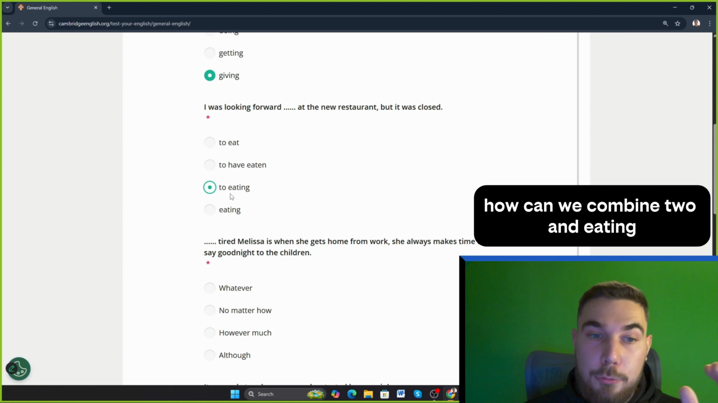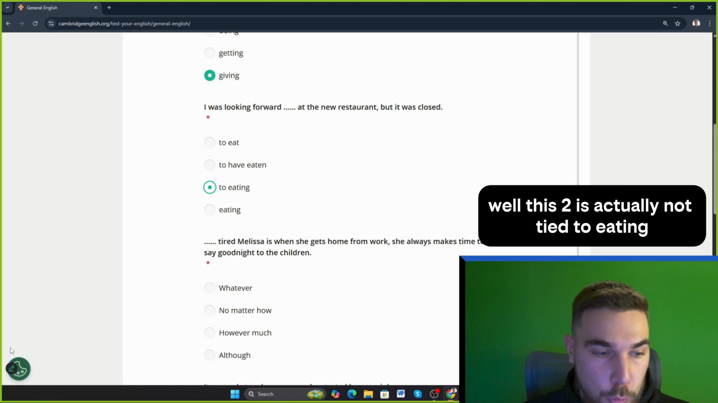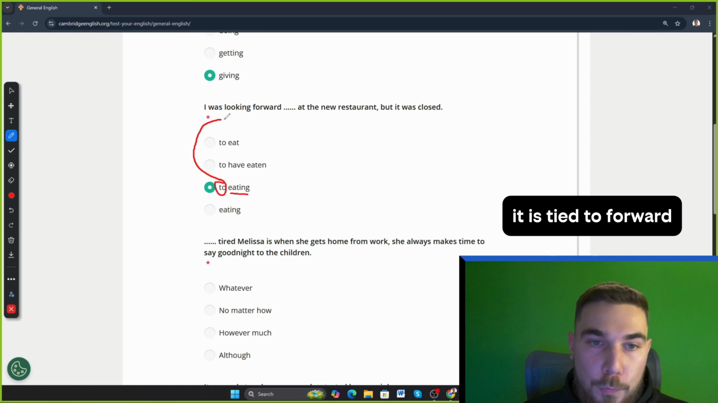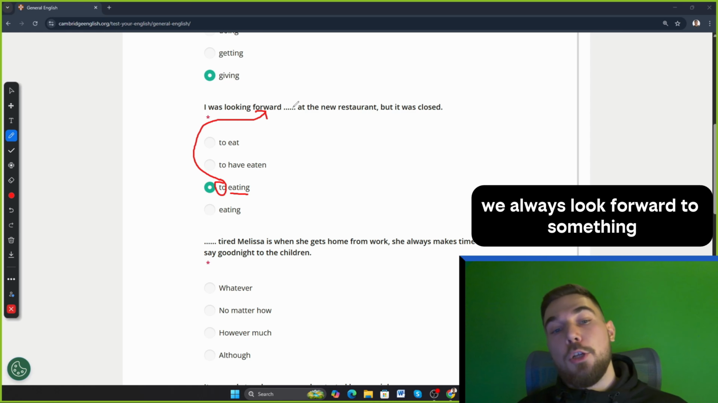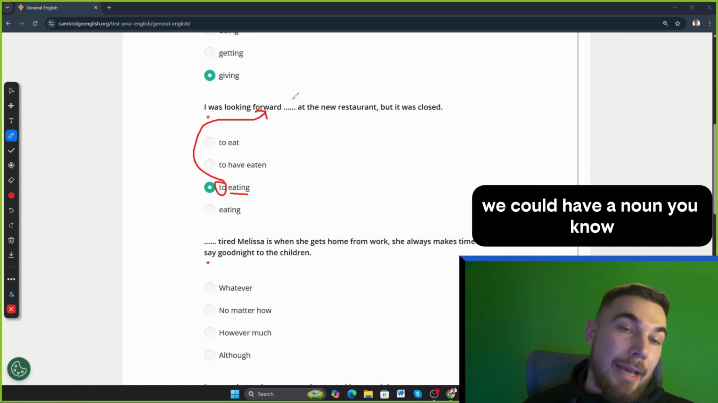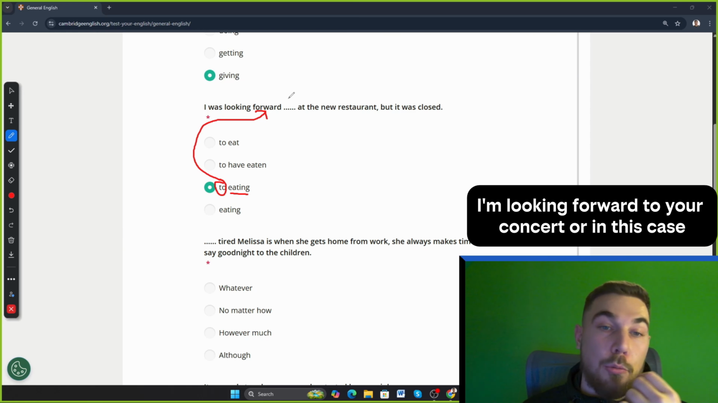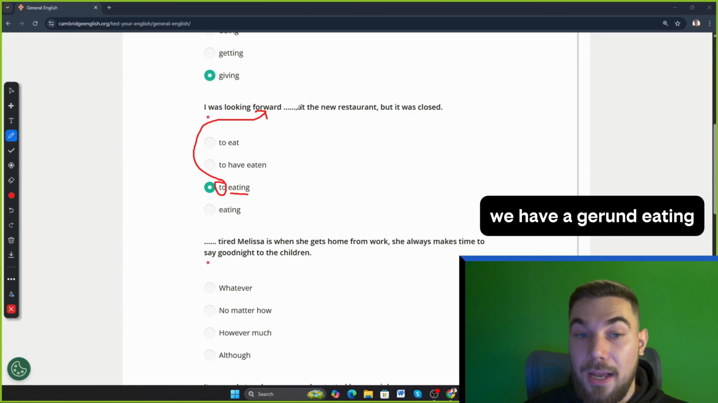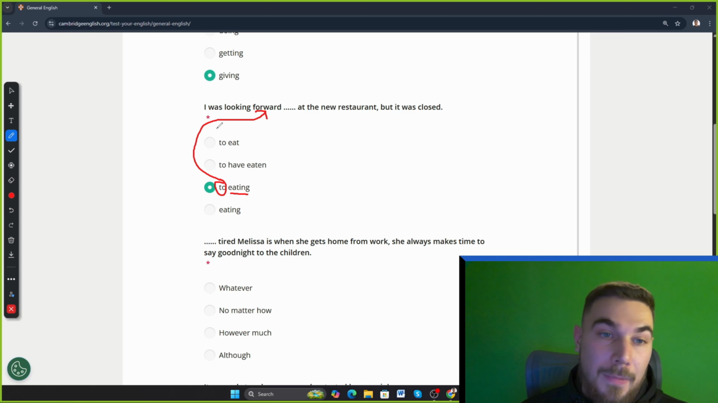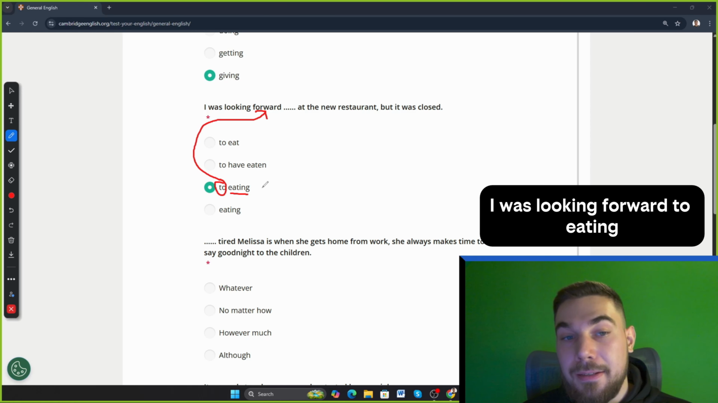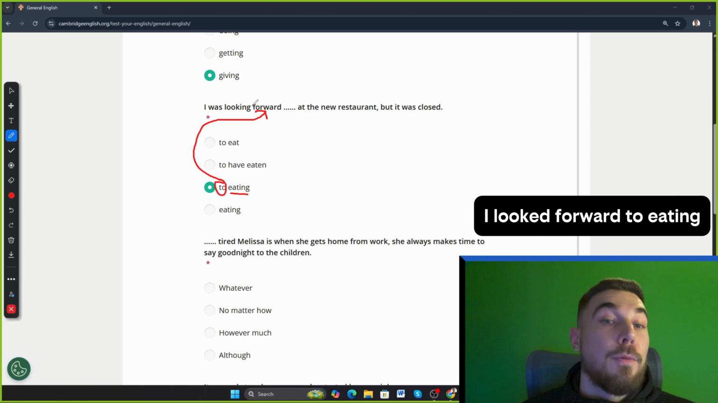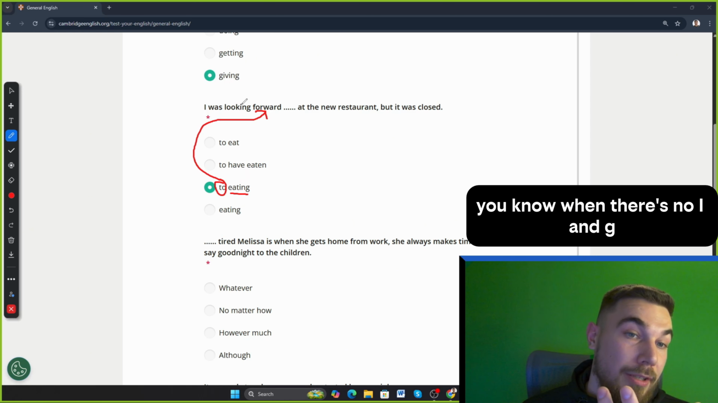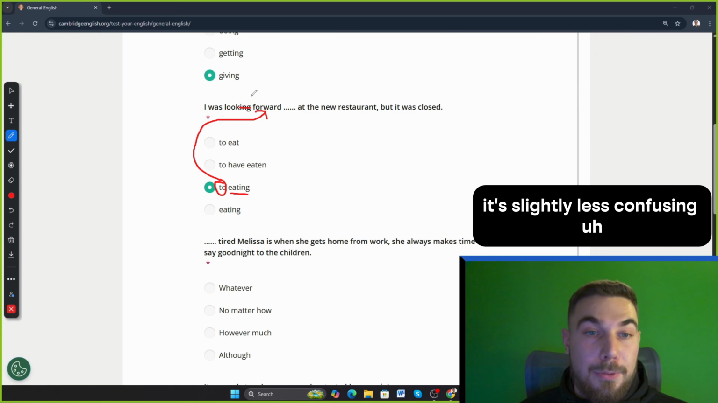How can we combine to and eating? Well, this to is actually not tied to eating, it is tied to forward. We always look forward to something. We could have a noun, I'm looking forward to your concert, or in this case, we have a gerund, eating. I was looking forward to eating. We could also say, I looked forward to eating. It would be completely correct. And I think, when there's no ing, it's slightly less confusing.